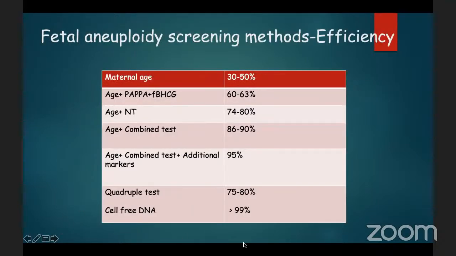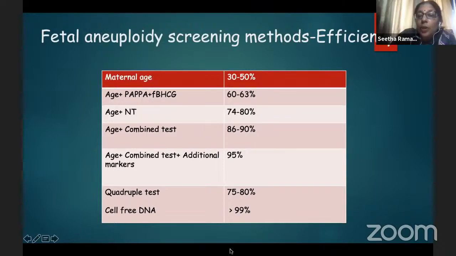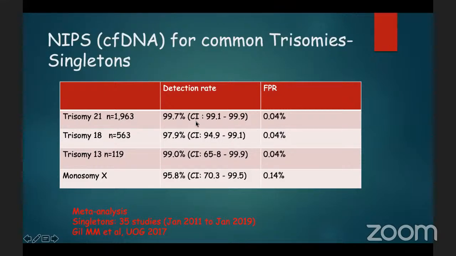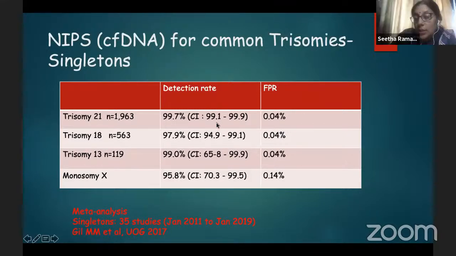So when you put cell-free fetal DNA in your box of other screening methods, the efficiency goes up to almost more than 99%. But having said that, it performs extremely well, and it is very important to know for the common trisomies. Like for trisomy 21, the detection rate is almost 99.7%. It is not 100%, and that is why it is still a screening test. And this comes with a false positive rate of 0.04%.